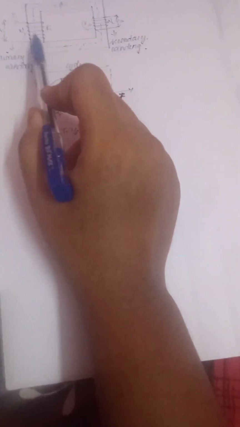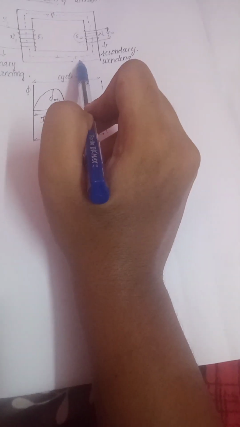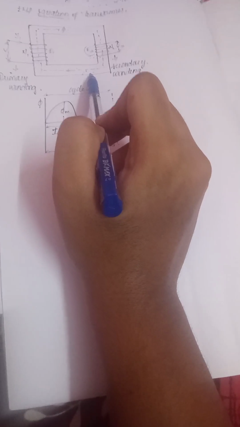Hello friends, in this video we are going to know about the EMF equation of the transformer. Actually, this is the primary winding and this is the secondary winding. This is the core part, which is made up of iron and laminated with silicon steel.